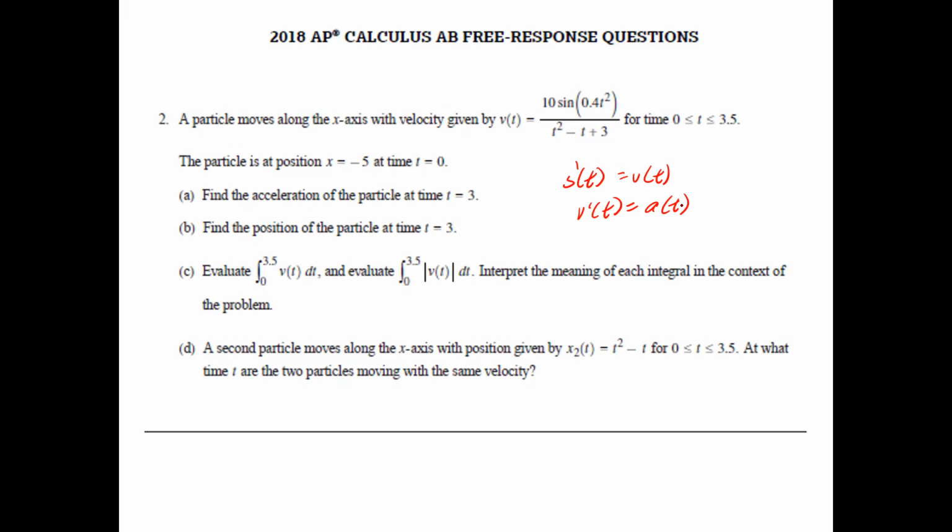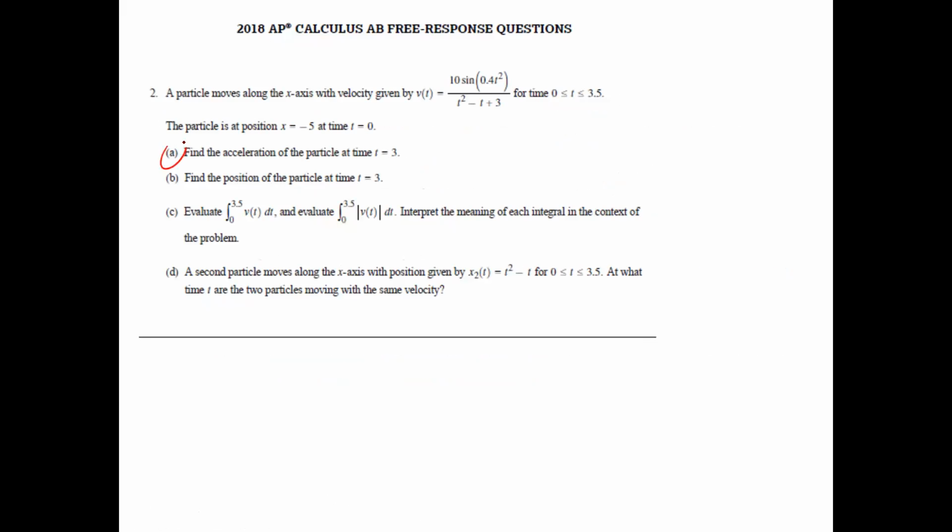And 3.5, is this minutes? Is this seconds? Does it even tell me? I don't think it does. I don't think it actually mentioned if it's seconds or minutes or hours. But that's okay. We'll just use 3.5. And so let's go ahead and take a look at part A. A says find the acceleration of the particle when t is equal to 3.